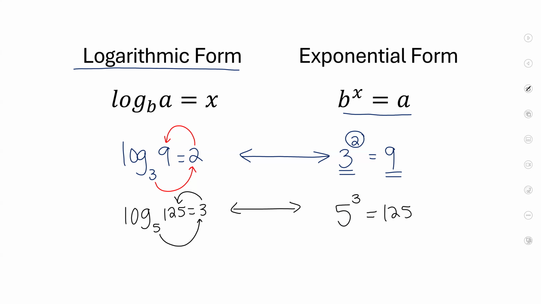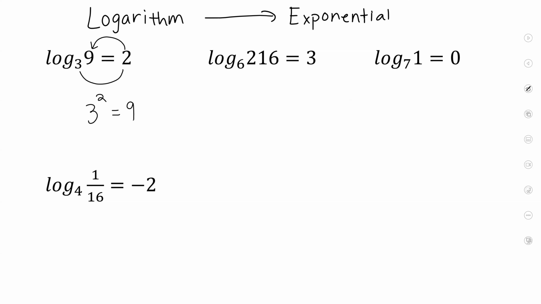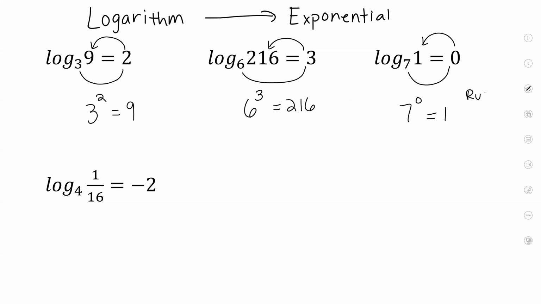So let's convert these logarithms to exponential equations. This says 3 squared is 9. 6 to the power of 3, or 6 cubed, is 216. 7 to the power of 0 equals 1. This is a rule: anything to the power of 0 equals 1. You have to memorize that.